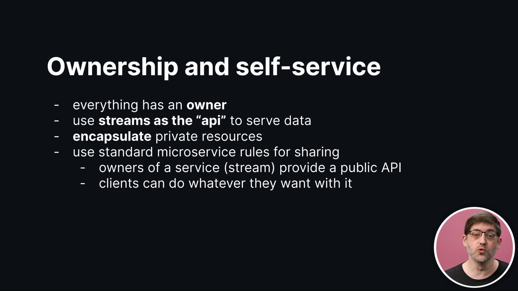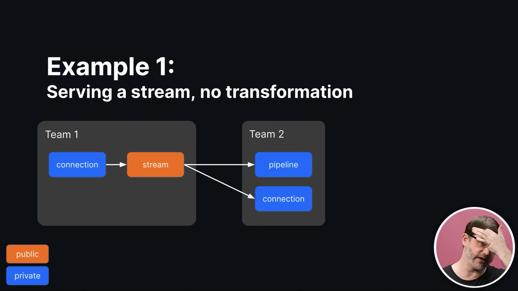In general, the standard microservice rules apply for sharing. Owners of a service, in this case a stream, provide a public API, and they maintain the contract on that public API. They might do a bunch of stuff behind the scenes in order to support it, but that is the interface by which other people can consume that service. Clients, of course, can do whatever they want with it and bank on the contract remaining reasonably stable. I'm going to talk a little bit about schema migration in a second.